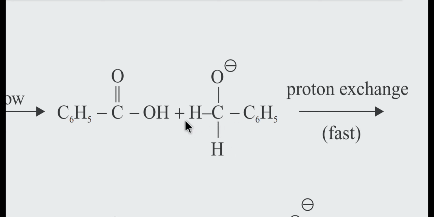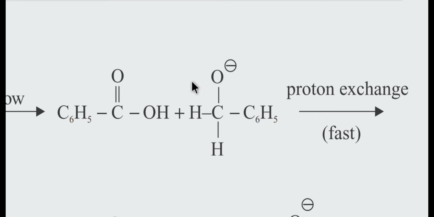How will the proton exchange occur? One proton in the first compound, that is benzoic acid, is very reactive, meaning this proton can be exchanged toward this hydrogen. This reaction will be catalyzed by an acid. So that's why this will be an acid catalyzed reaction. This hydrogen will shift or exchange toward this oxygen.